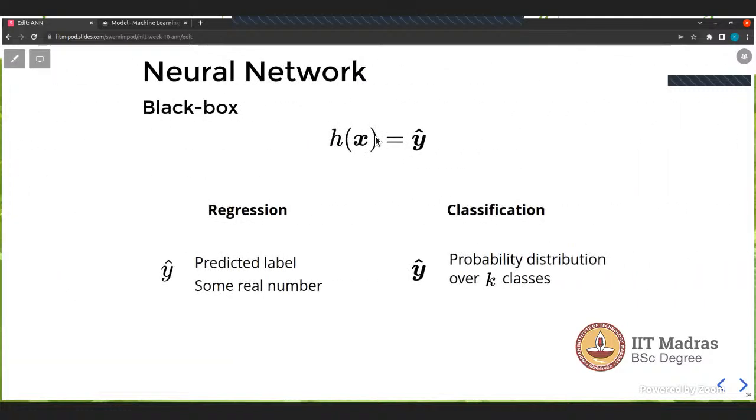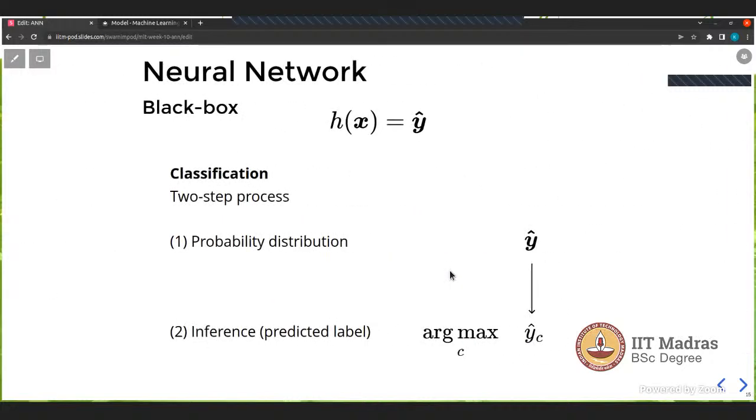So that is all it does. In the case of regression, it just predicts some real number, but for classification, it outputs a distribution, a categorical distribution over k classes. Okay, so for classification, there is one extra step. After the probability distribution, in inference, you just need to do this argmax over your k classes, right? So that is a small extra step compared to regression. So in regression, the h of x will give you the network's output, whereas in classification, for inference purposes, you need to do an argmax over h of x.